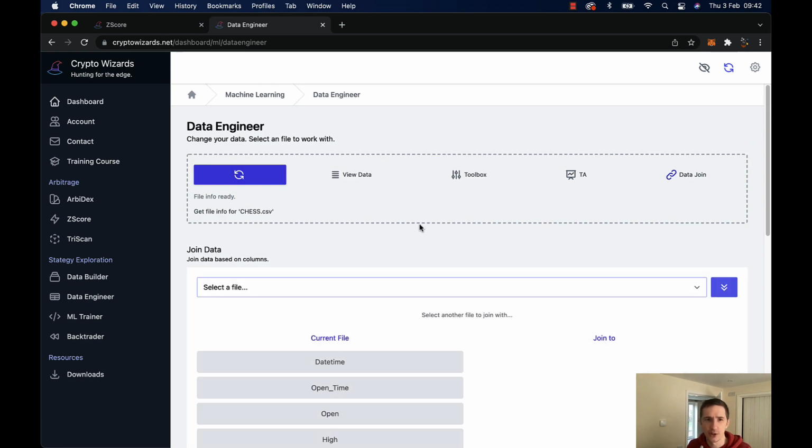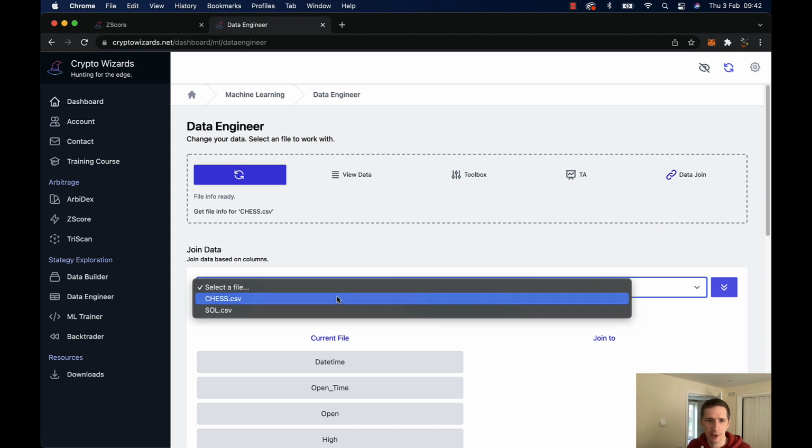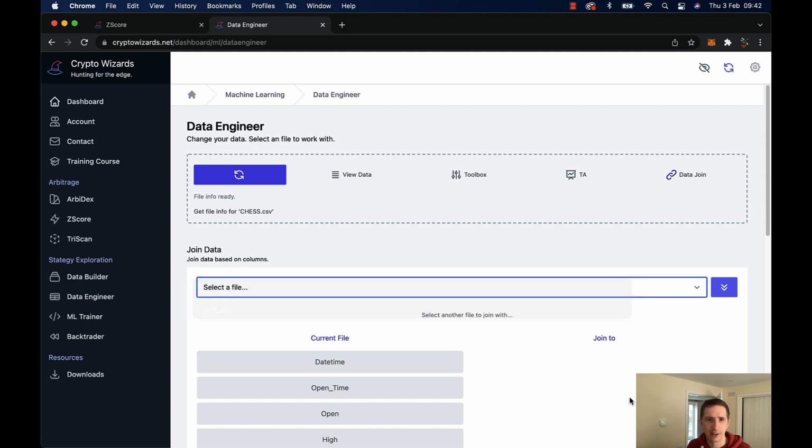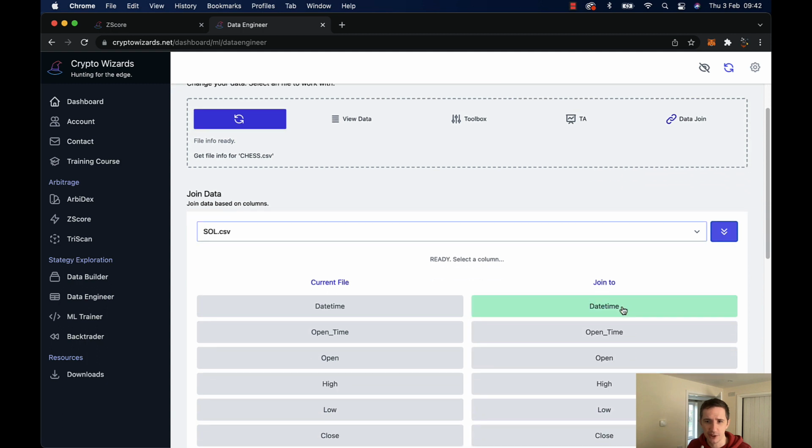So what I'm going to do here is go to join data and select a file. Right now I think I'm in the Chess data set, so I'm going to select the Sol file. And I'm going to add that file in here as a comparison. So here I've got my current file, which is Chess, and I'm going to select the date time, and I'm going to join it to the date time of Sol.